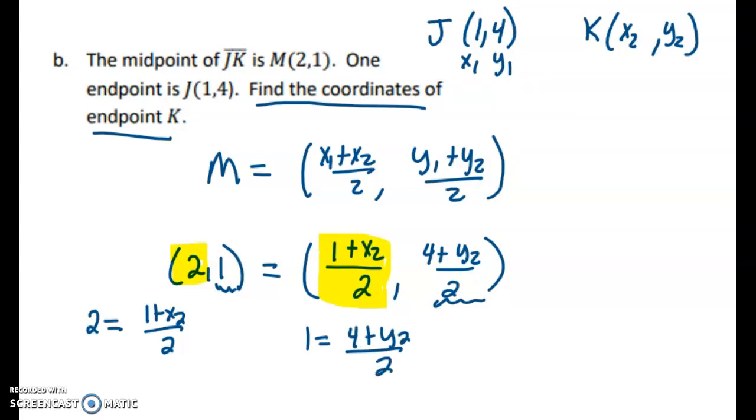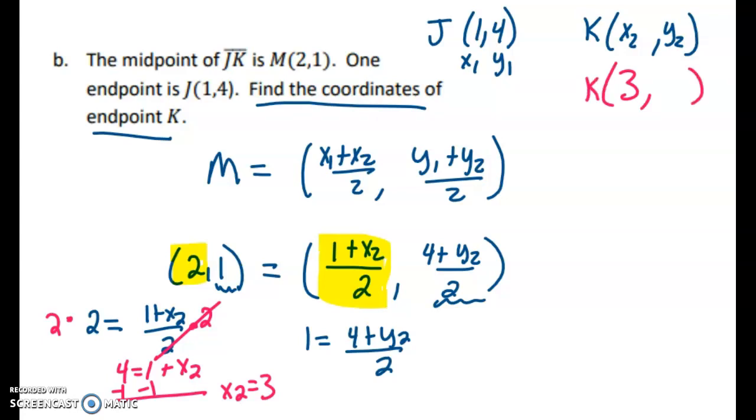So to get x2 by itself, we first need to times by 2. And of course, what you do to one side, you must do to the other. So you get 4 equals 1 plus x2. Then you subtract the 1, and you get x2 equals 3. So 3 is what x2 is. This is our k. Now the same thing over here. Times by 2. So we get 2 equals 4 plus y2. Now subtract the 4. And so we get -2. And we always write our answer as a coordinate because it is a point. So k, our endpoint k, the answer is 3, -2.